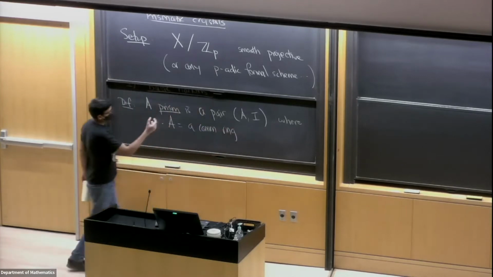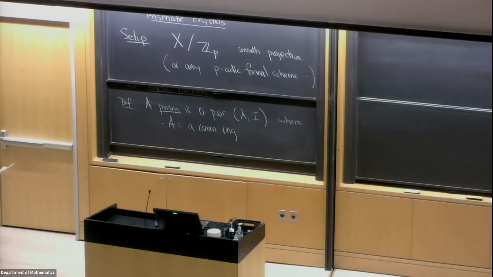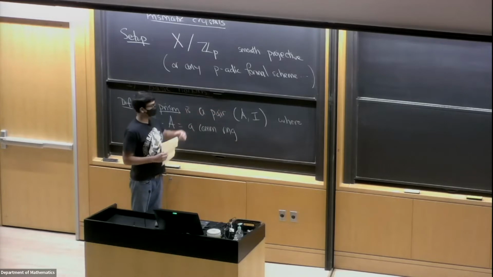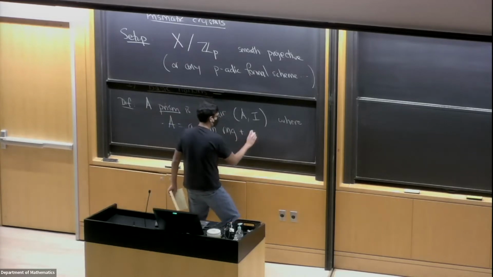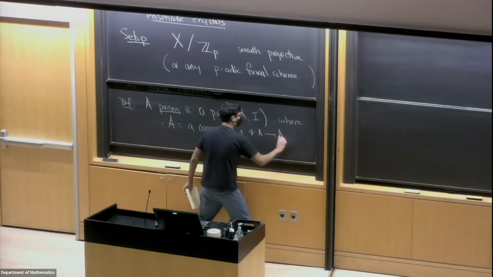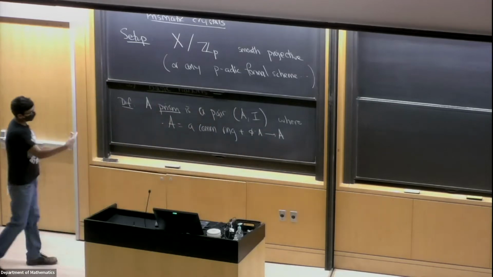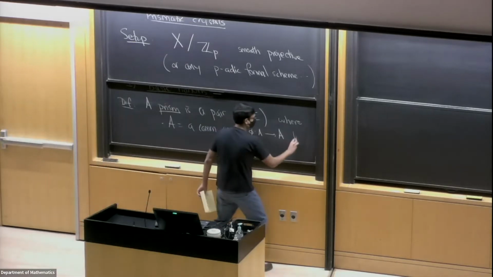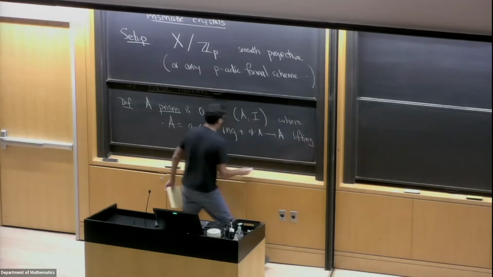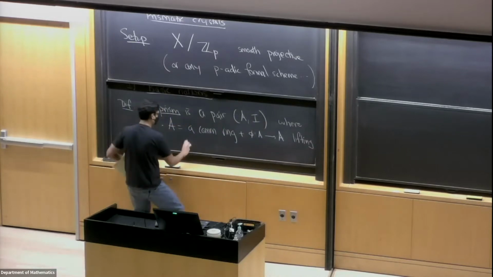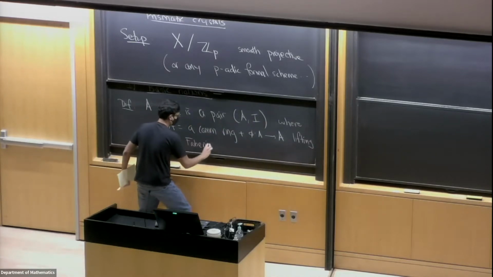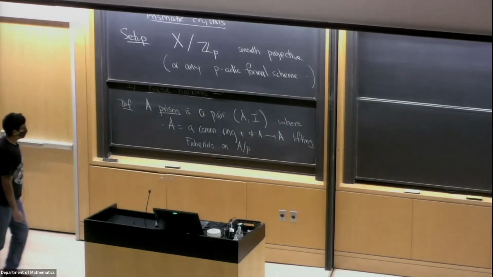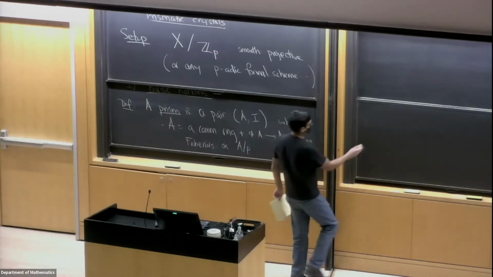It comes equipped with a little bit of extra structure, and that extra structure is very important for what happens later. So it's not just a commutative ring, it's a commutative ring equipped with a lift of the Frobenius endomorphism. So phi from A to A is an endomorphism of the ring, which reduces modulo p to the Frobenius, meaning the p-th power map on A mod p. And then this I is an ideal which interacts in a specific way with the Frobenius.